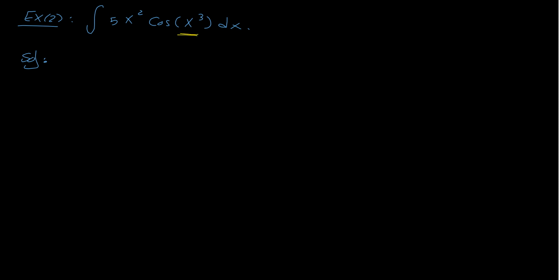The inner function is x cubed. The derivative of x cubed is 3x squared. I don't have 3x squared, I have 5x squared instead. 5 and 3 are constants. We can deal with them easily. Let's see how.